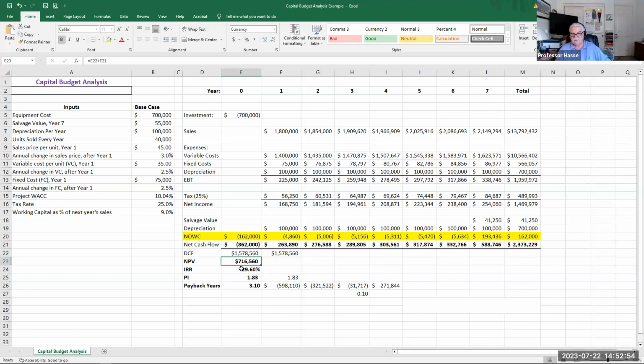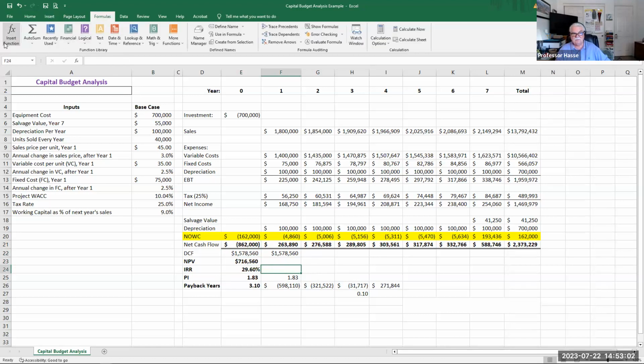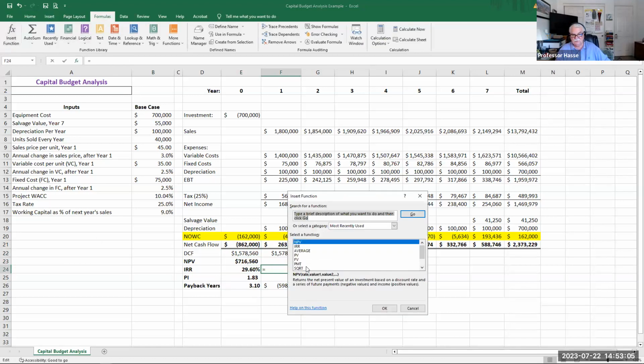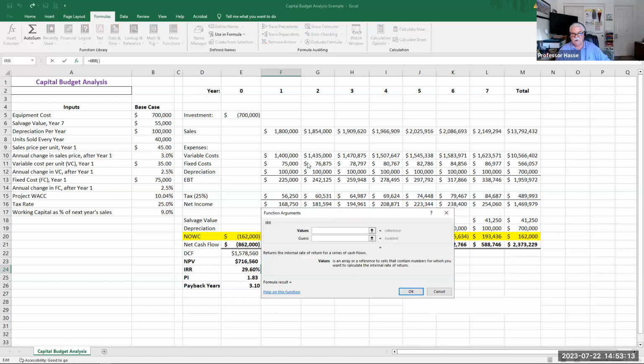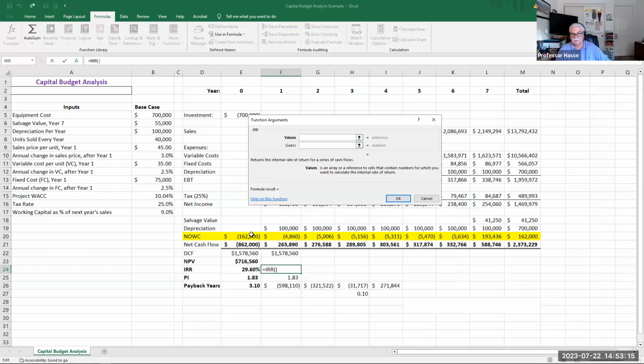Then I want you to calculate the internal rate of return. What's this in a percent? Formula, function, internal rate of return. There it is right there, IRR. What's this in a percent? Well, now I go to the values including year 0 through year 7.